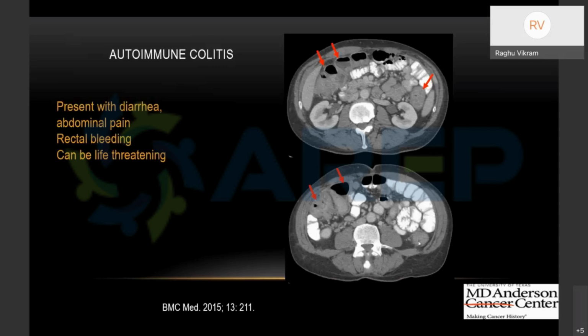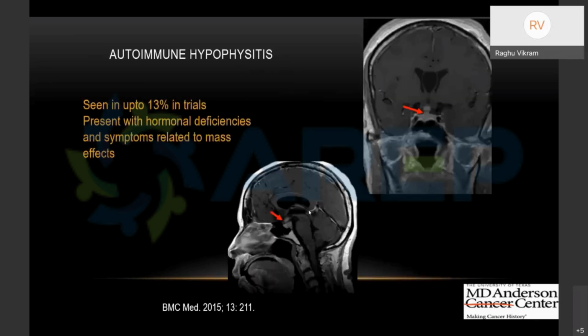If there is bleeding, there are grades of colitis. You can have grade 1 to grade 4. Grade 4 is the one which can be life-threatening. That means you're looking at perforation, you're looking at hematochezia and stuff like that. So you need to dig a little into the patient's history chart or speak to the clinician to find out.